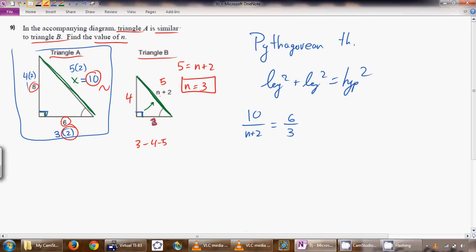Super easy if you see that this is a Pythagorean theorem problem and kind of a similarity at the end. Really difficult if you don't see that. Probably impossible.